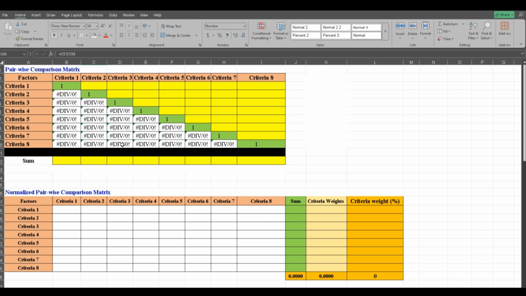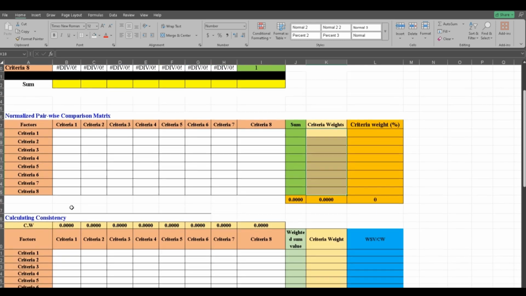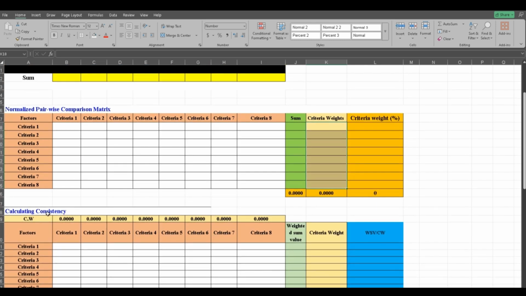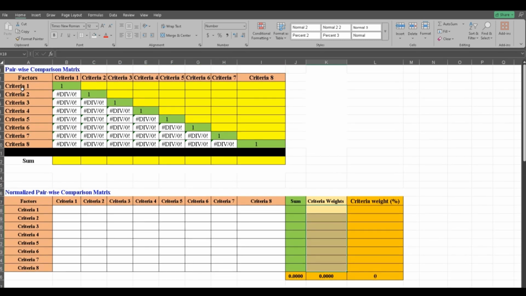Now, in AHP, we'll perform 3 main tasks. The first one is comparing and assigning Saaty scale values under the pairwise comparison matrix for each criterion. The second step is calculating the criteria weight under the normalized pairwise comparison matrix, and finally calculating the consistency ratio of our analysis, to see whether it is logically acceptable or not.